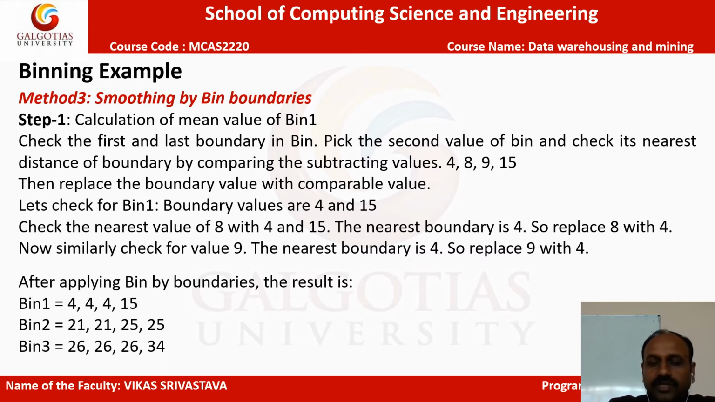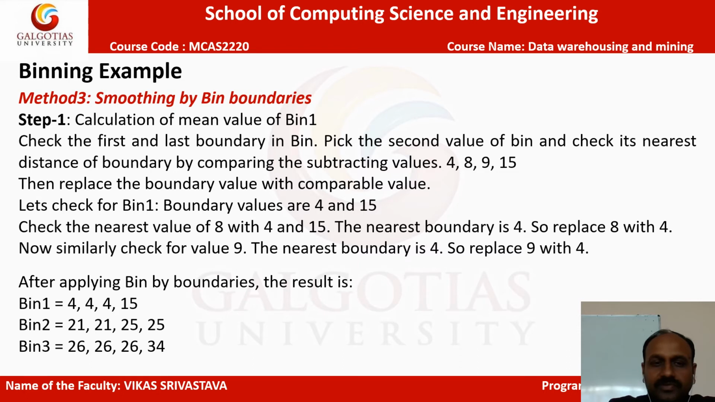Now you will check the 9 value. Is 9 near to 4 or near to 15? The difference between 4 and 9 is 5, and between 9 and 15 it is 6. So 5 is less than 6. Then 9 will be replaced by the boundary value 4. So here you can find it, this is 4. The last boundary value will remain the same.